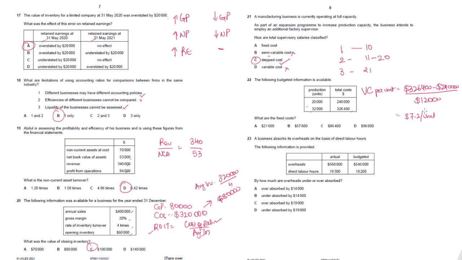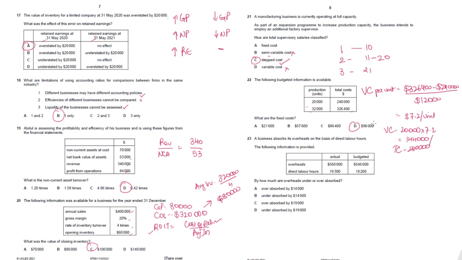Now let's say 20,000 units are produced. What will be the total variable cost? 20,000 into 7.2, 144,000. And if variable cost is 144,000, and total cost is 240,000 as they've given it, how much would be the fixed cost? D, 96,000. Now this is the shortcut way of doing it.